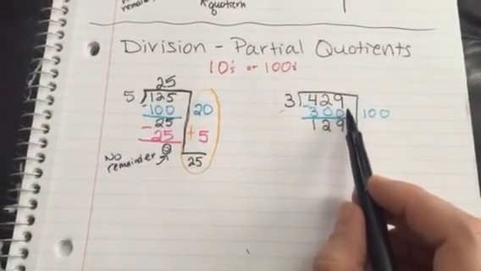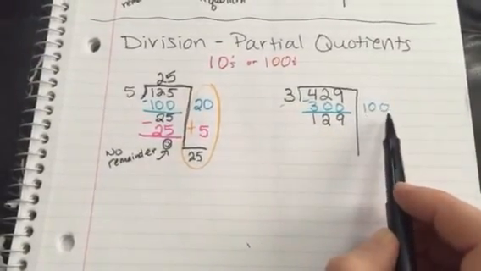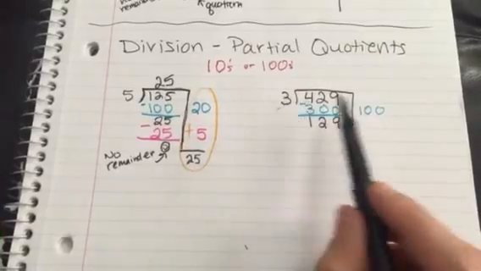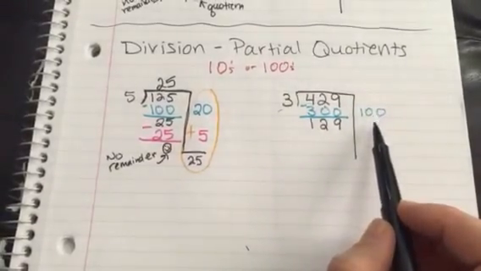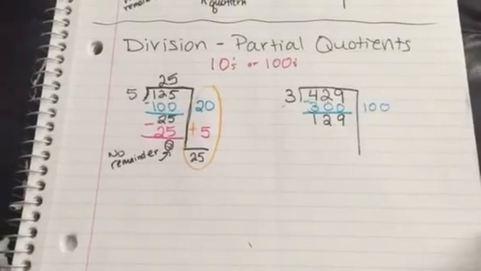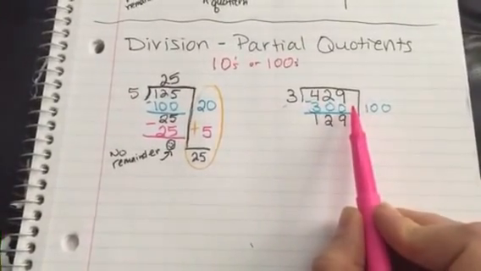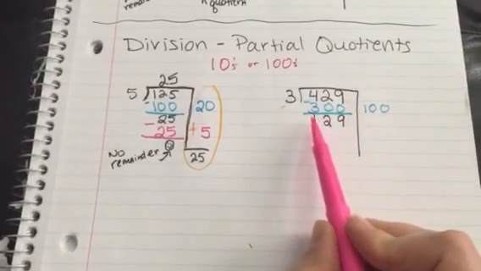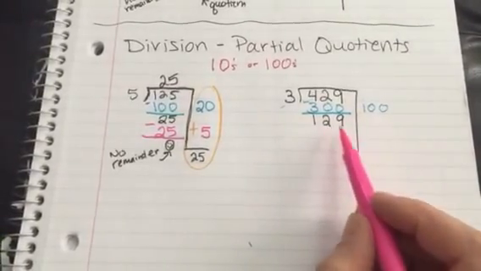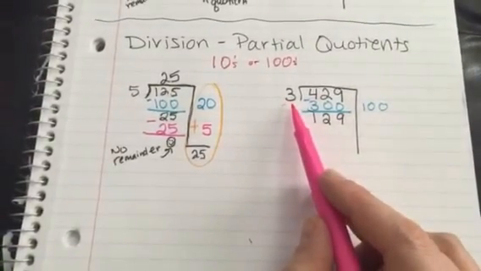So I thought about my 3, and I know that 3 times 100 is 300. So I started with 3 times 100, which gave me the product of 300, and I took that 300 away from the 429. And when I did that, I got left with 129. So there's still 129 that I need to divide by that 3.